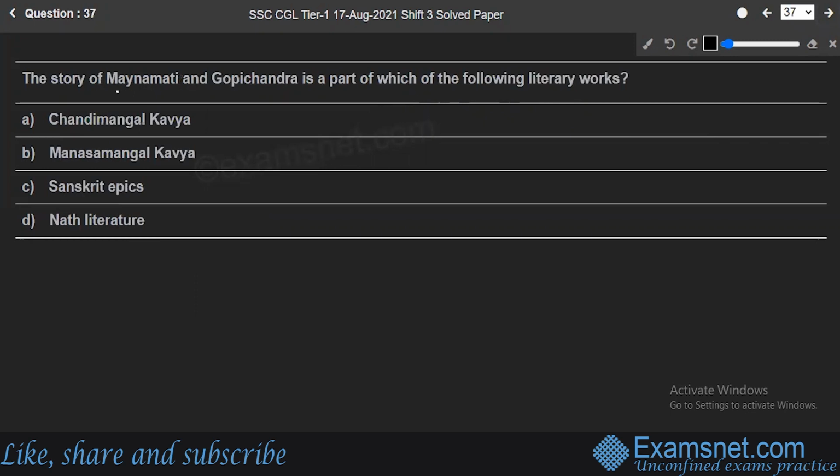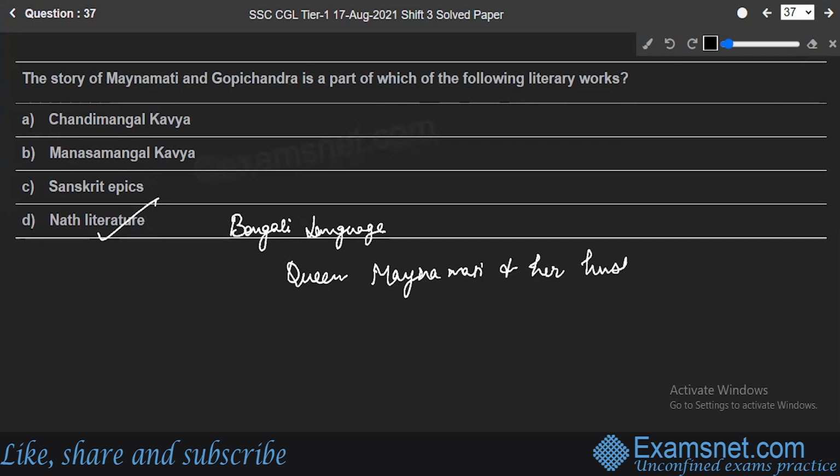The story of Mainamati and Gopi Chandra is a part of which of the following literary works? Options are Chandi Mangal Kavya, Mansa Mangal Kavya, Sanskrit epics, or Nath literature. The story of Mainamati and Gopi Chandra is a part of Nath literature. Nath literature is associated with the Bengali language. Mainamati and Gopi Chandra Gan is the story of Queen Mainamati and her husband Manik Chandra, which propagates yoga guidelines. So option D, Nath literature, is the correct answer to our question. Hope you are clear. Next, question number 38.